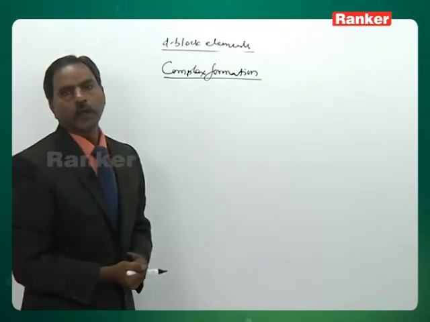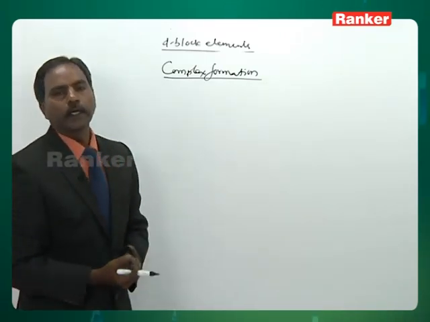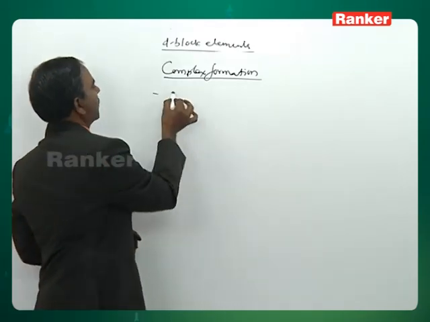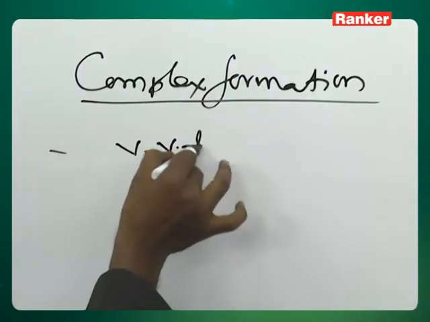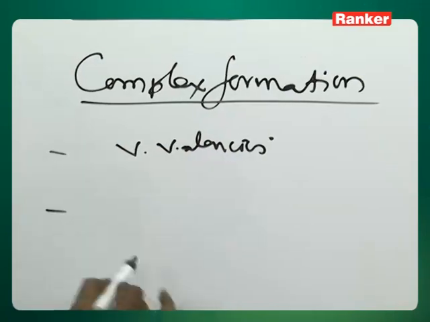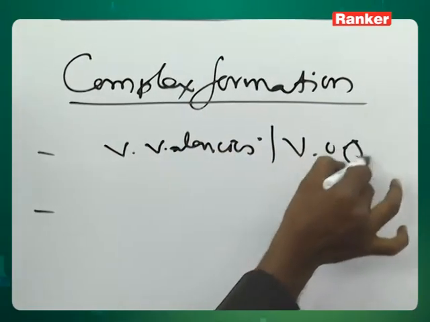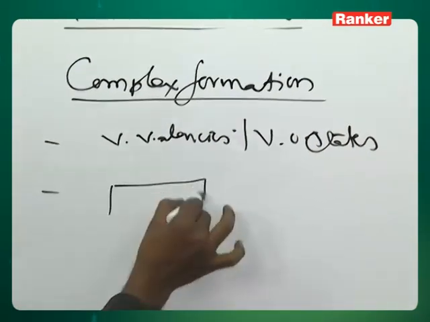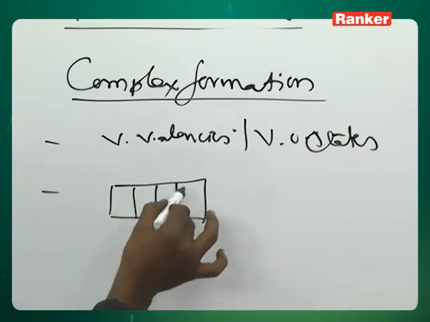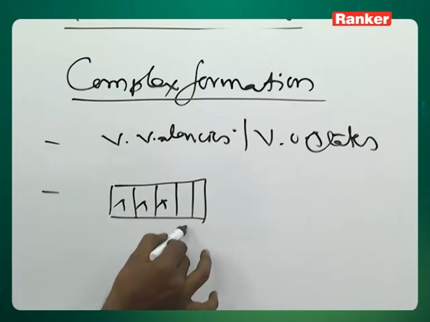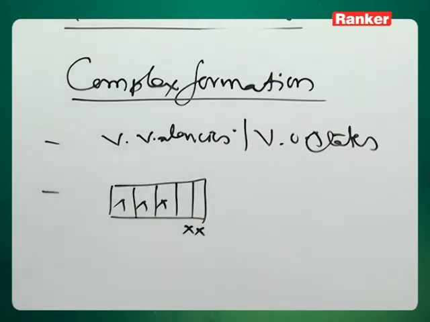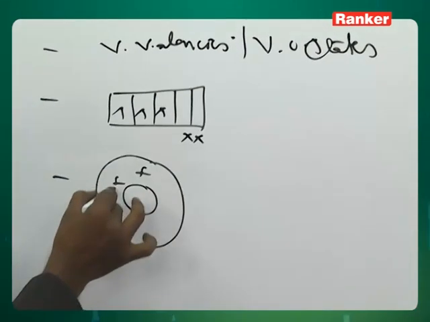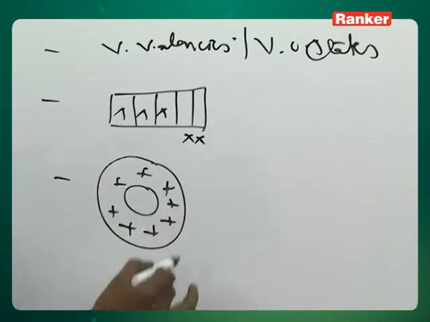Complex formation. Most of the d block elements are highly capable of forming complex compounds. Why are these highly capable of forming complex compounds? It is again variable valencies, or variable oxidation states, presence of incompletely filled d orbitals or unpaired electrons in d orbitals. Next, smaller size of their cations and greater charge density.